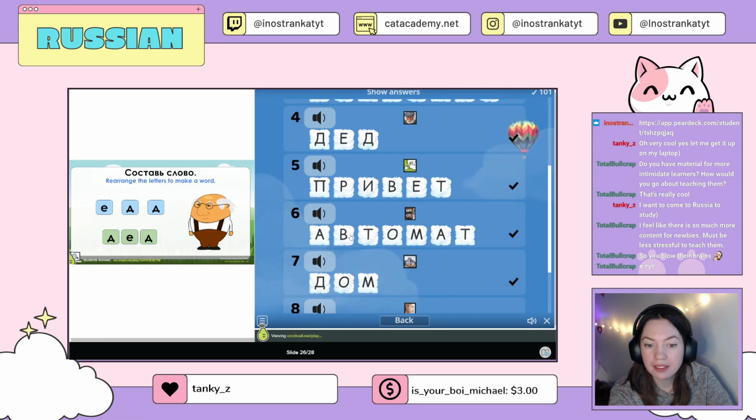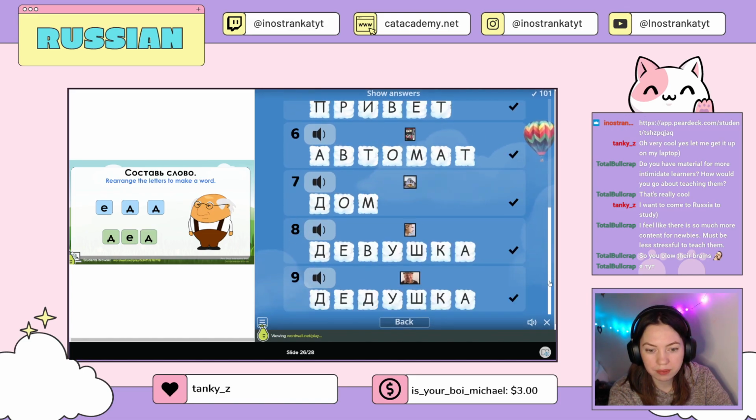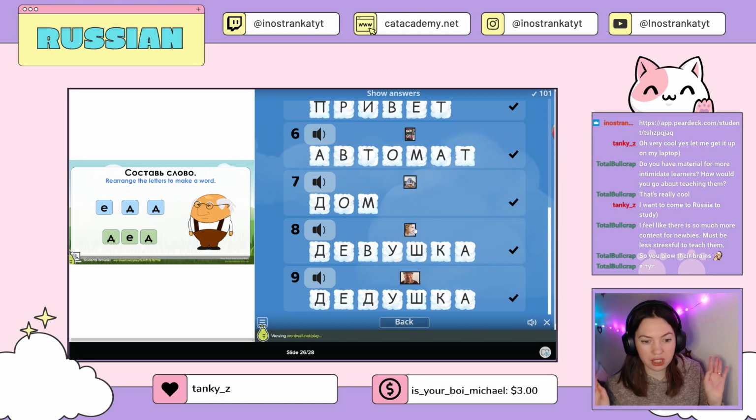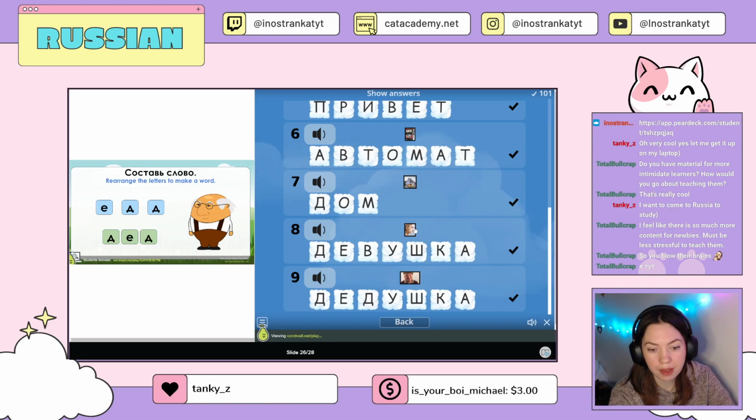Next one, автомат. Consonant, so it is masculine, "on". Next one, дом. Again, it ends with a consonant, so it is "on", masculine. Девушка, number 8. The final letter is a vowel, and we can see it's a young lady. It's a human, so it's obvious. We don't even need to look at the word. You see a young lady, okay, it's she, она, feminine.